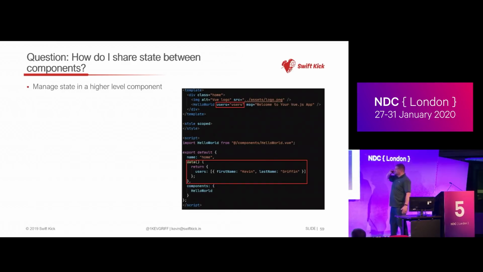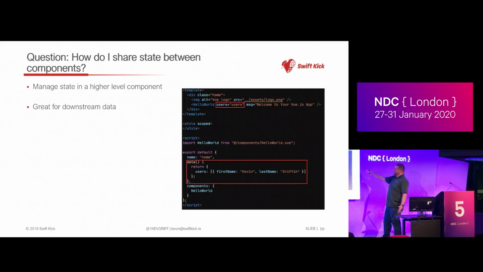So here's an example. I can declare some data on my component, and then I can just pass that to other components that might need to know it. So a higher level component can be the master source of truth for all state, and then pass it down to other components.